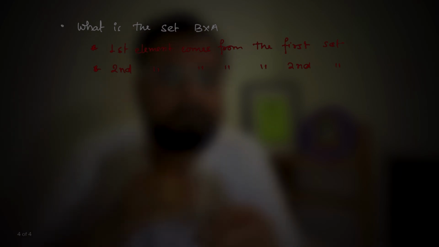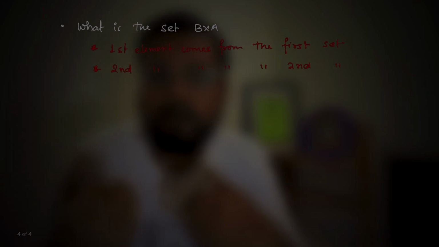Now, I have a question for you. What is the set B cross A, do you think? Yeah, you guessed it right. It should have all ordered pairs taking the first element from B and the second element from A. So it should have ordered pairs like (a, 1) or (a, 2). I want you to write what B cross A will be in the comment down below.